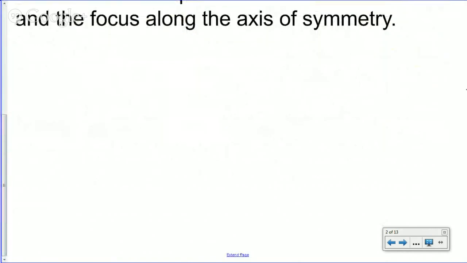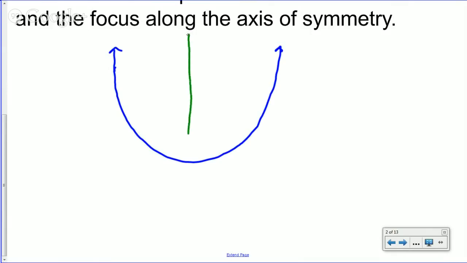So let's say I start with some parabola. So I've got this parabola here. Now we know from past experience that the item that divides that in half is called the axis of symmetry. So that's the axis of symmetry. On the parabola and at the axis of symmetry is the vertex. So right here, you've got what's called the vertex.